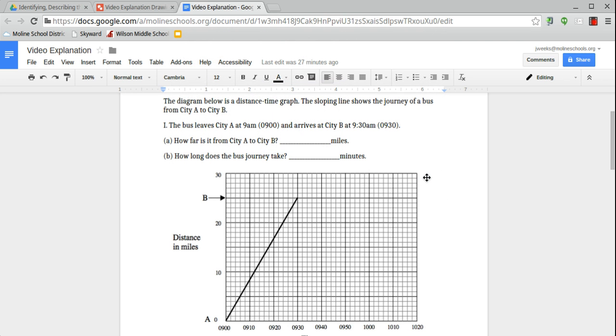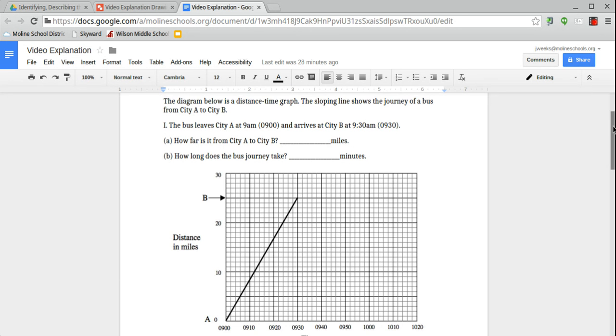We are going to continue looking at locations on a proportional line and what they mean in relation to each other and in relation to the origin. So I'm going to be looking at a diagram below, and this is a distance time graph. The line that you see here shows the journey of a bus from city A to city B.